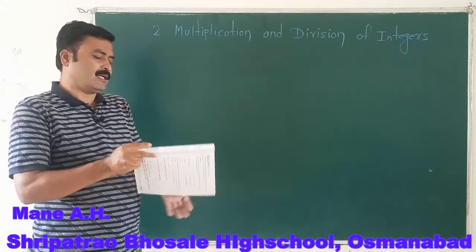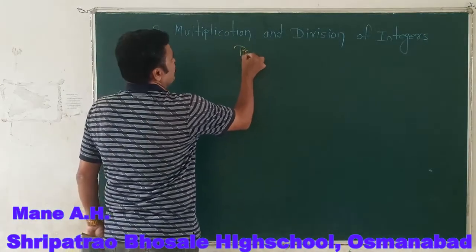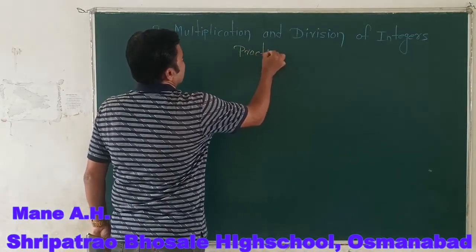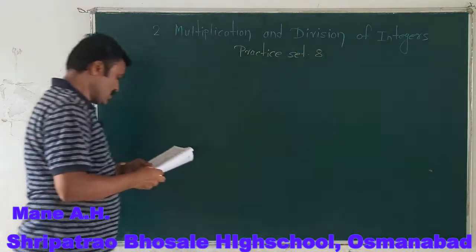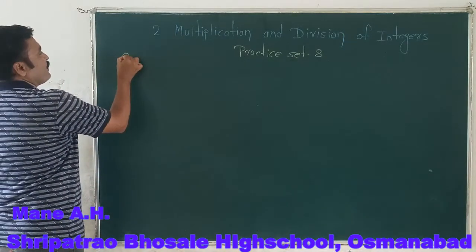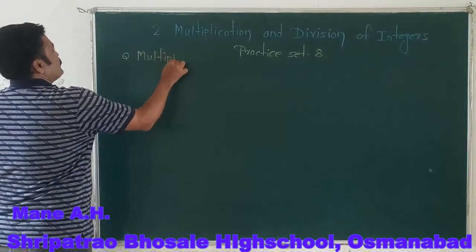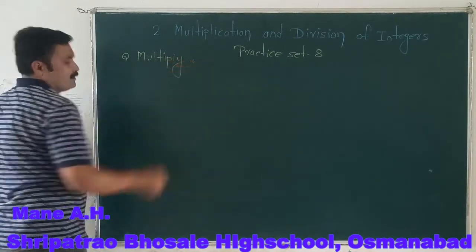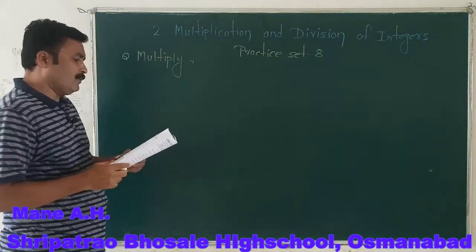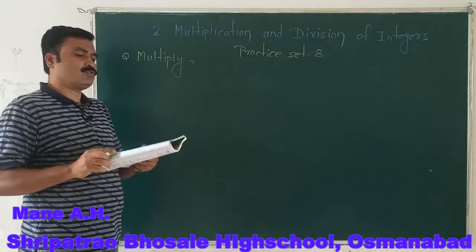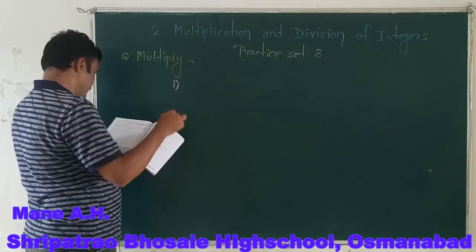So here I am starting practice set number 8 in front of you. Here I am taking the heading of this practice set number 8. The question is given as regular: multiply. While observing the answers of this multiplication, it is important to continue the steps in this way. Let's continue with the first example.